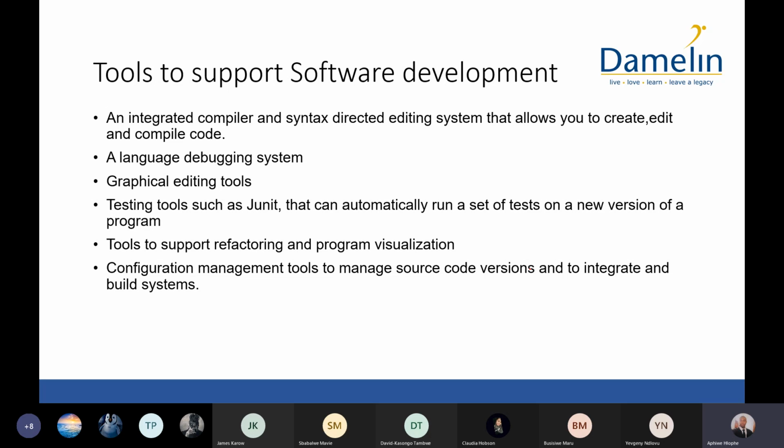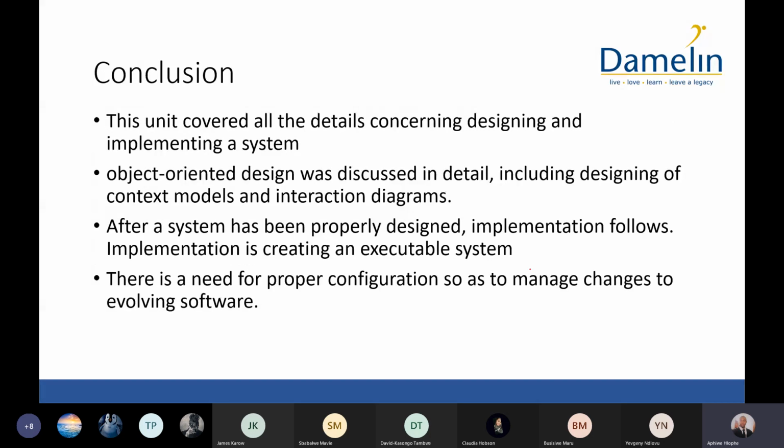systems. So to conclude Unit 7, we covered the details concerning design and implementation of a system. We covered object-oriented design. We discussed it in detail, including designing of context models and interaction diagrams. And after a system has been properly designed, implementation follows. Implementation is creating an executable version of a system. And then the last point we covered is that there's a need for proper configuration management so as to manage changing or evolving software. Okay, so there were 2 parts to this lecture.